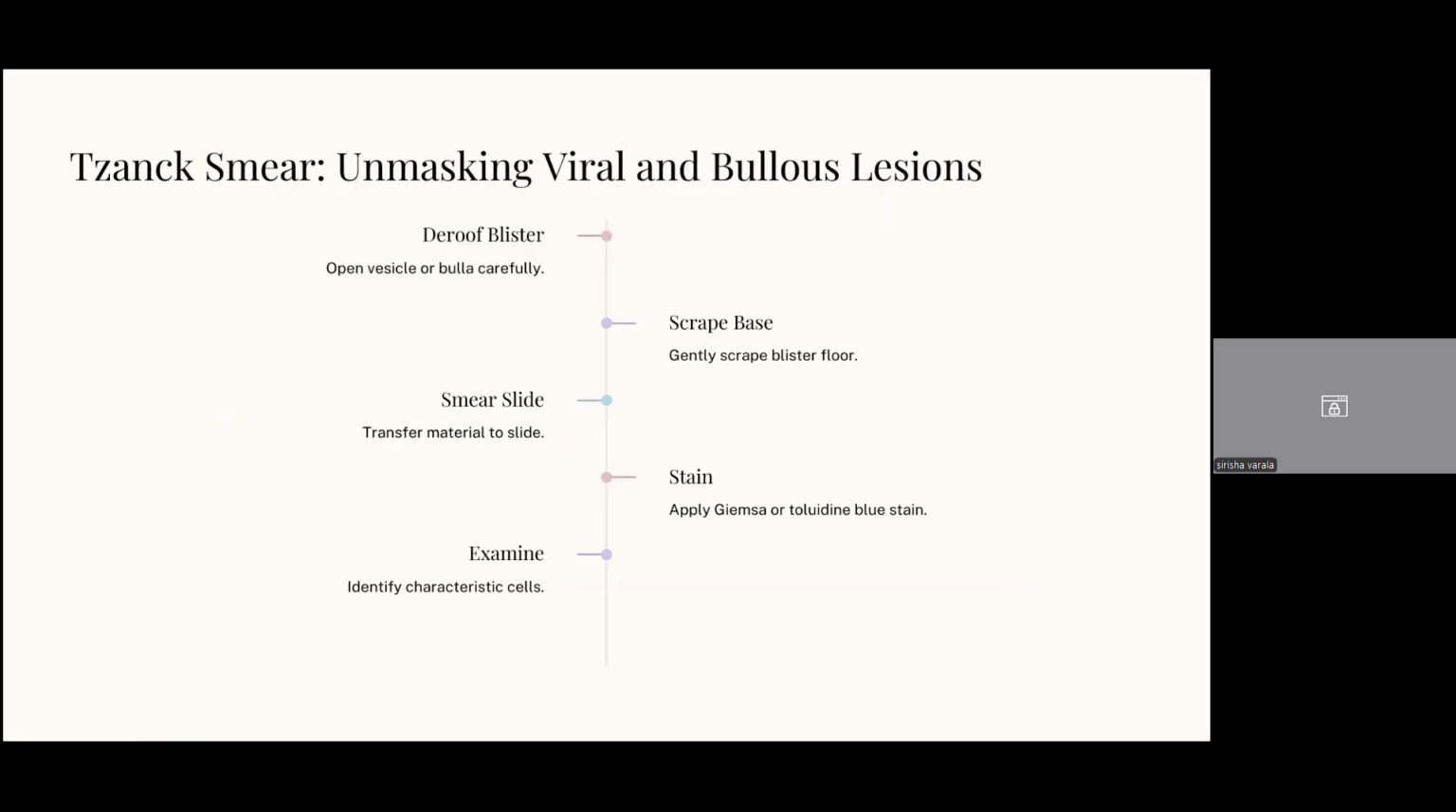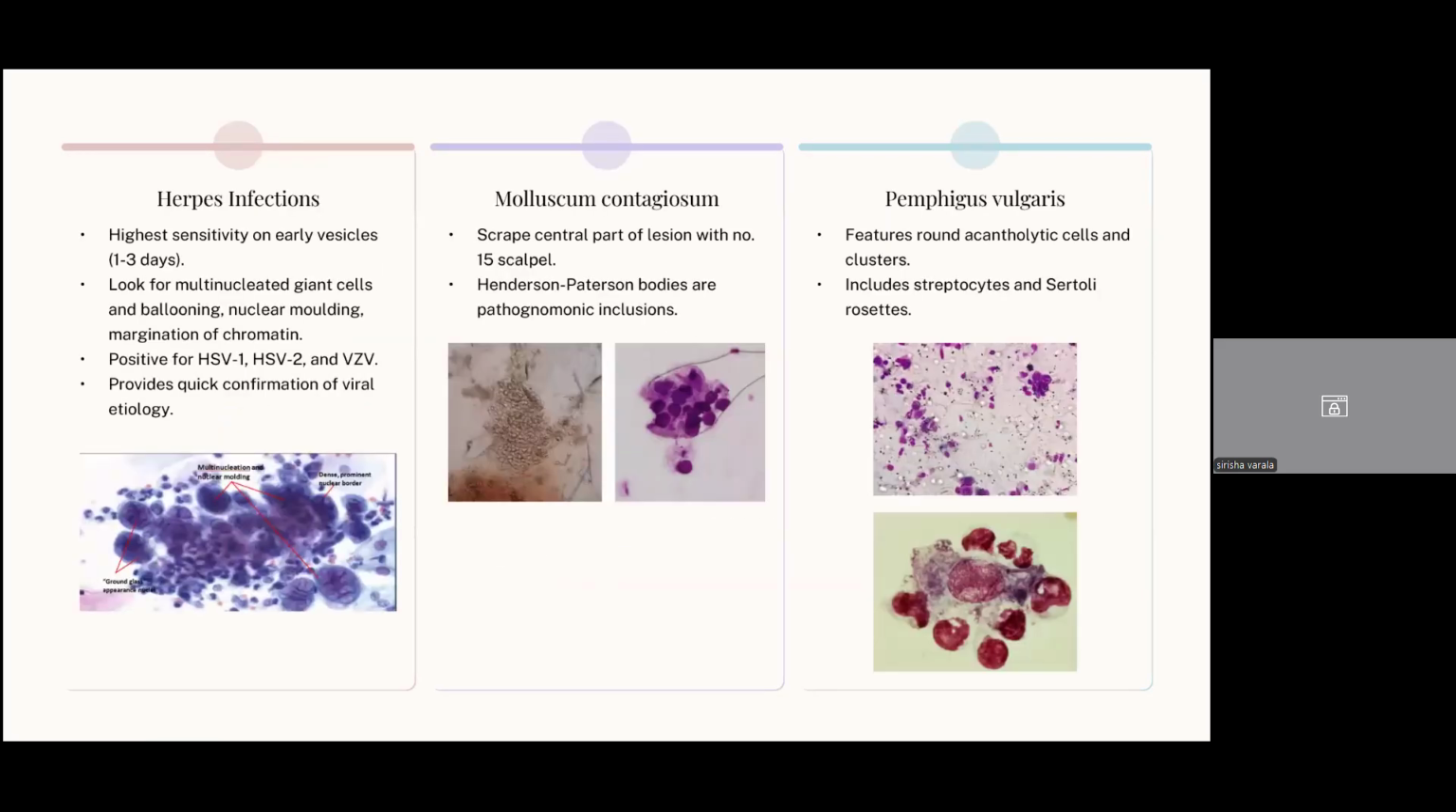You're going to transfer the material to the slide, and here the stain used is either Giemsa or Toluidine blue, and then you're going to examine under the microscope. So basically it is useful for herpes infections, we all know. Now the highest sensitivity is on the early vesicles, preferably within the first 48 hours.